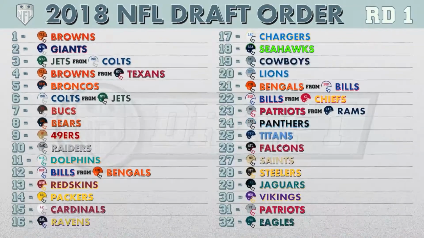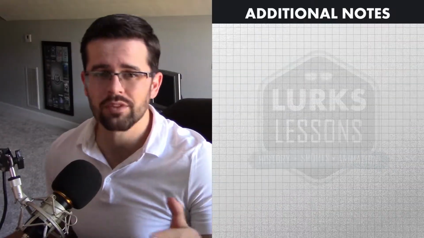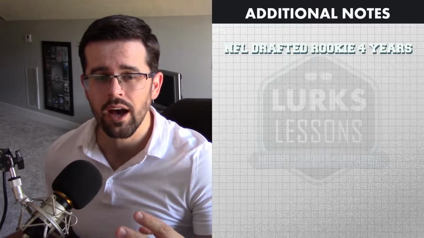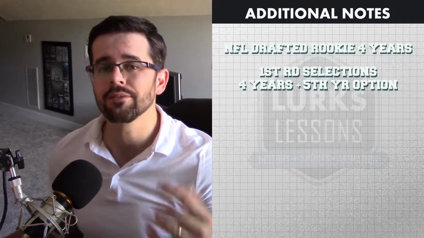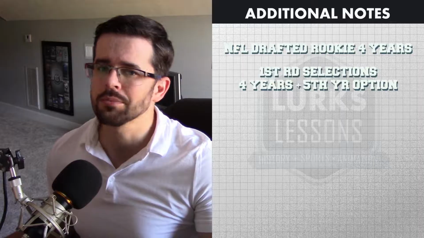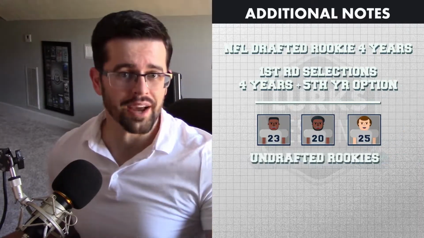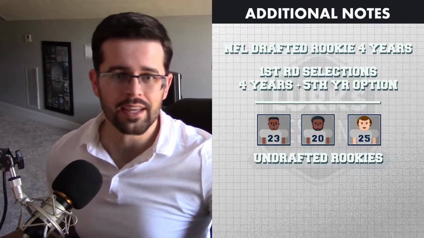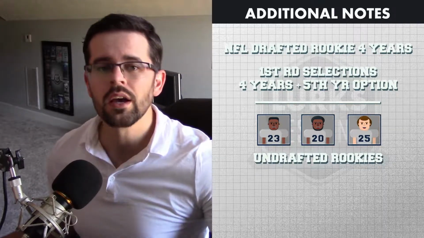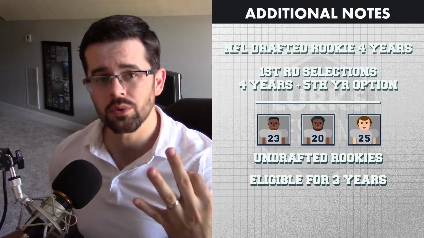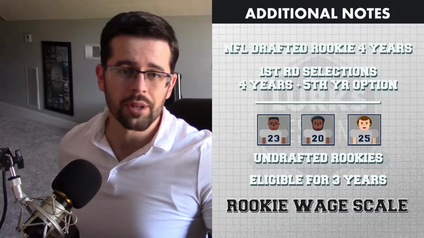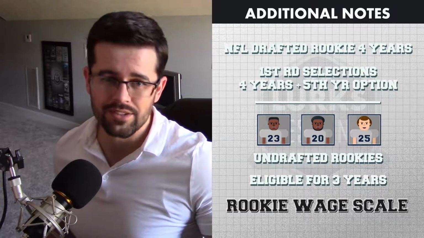Trades like this between teams will happen even after the draft is complete, going into the regular season with the trade deadline being after the conclusion of Week 8. So each NFL drafted rookie gets a 4-year deal. However, the first-round selections get a 5th-year option built in with some guidelines and stipulations. So those are the guys that get drafted. The undrafted rookies, or the guys that show up to training camp and make the 53-man roster, they are only eligible for a 3-year deal. All of this is commonly known as the NFL Rookie Wage Scale.